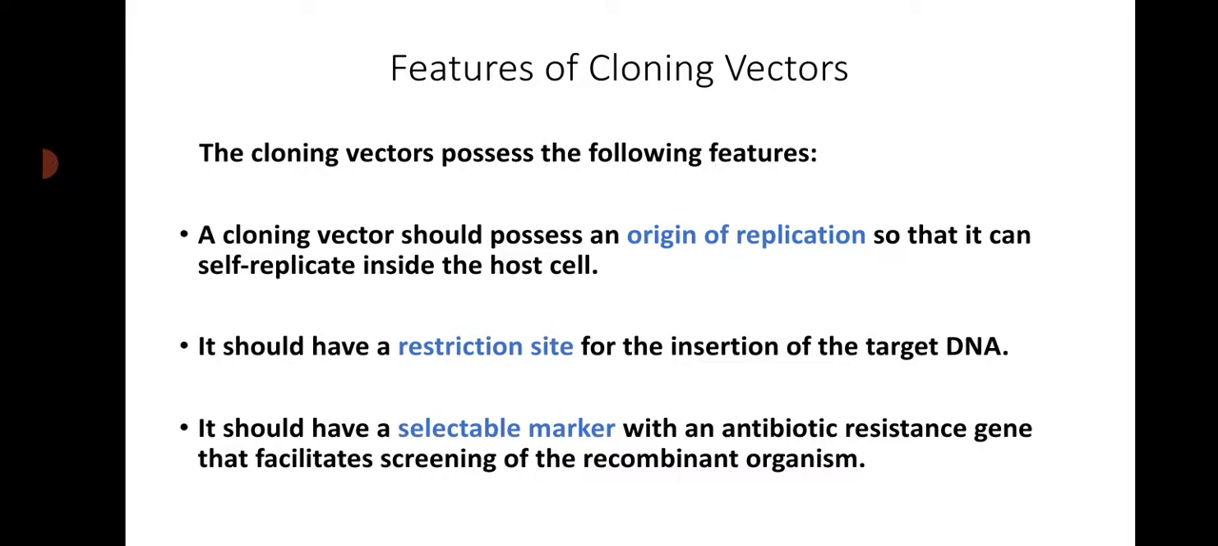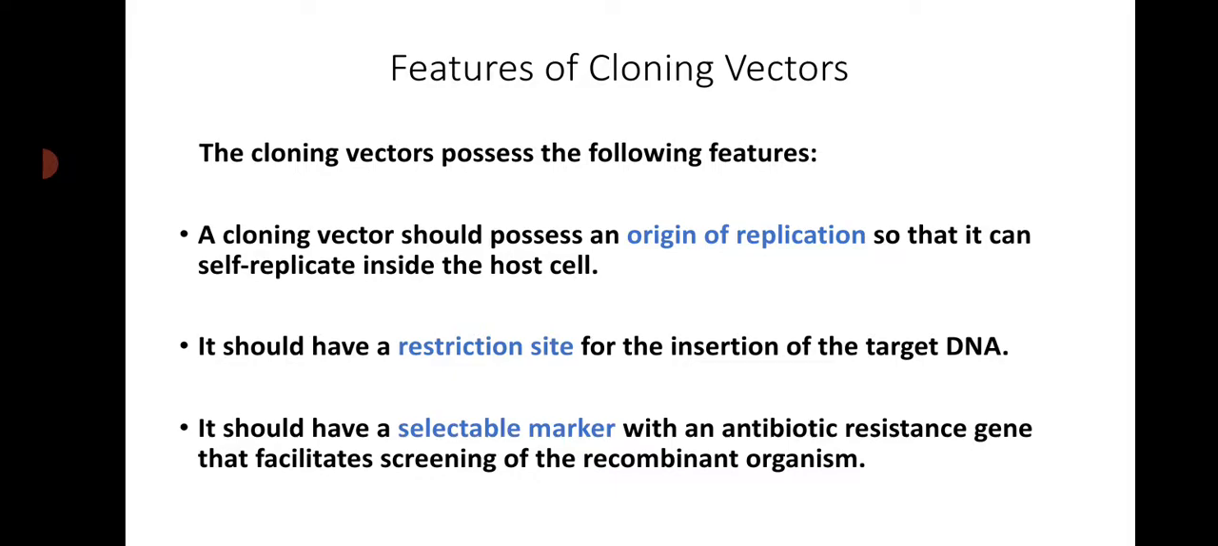And then the vector should have a selectable marker with an antibiotic resistance gene. So there should be an antibiotic resistance gene as a marker that is used as a selectable marker. This facilitates screening of recombinant organisms. You can grow these transformed bacterial cells in a media containing this antibiotic. If this antibiotic resistance gene is there, then only such colonies will grow. So you can select them. So this is called a selectable marker.